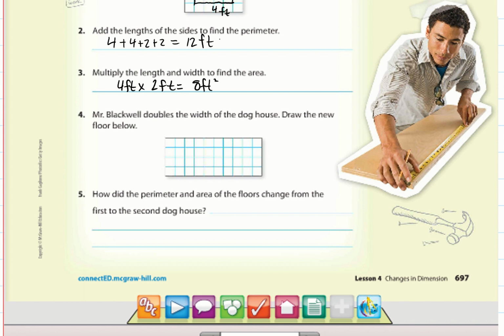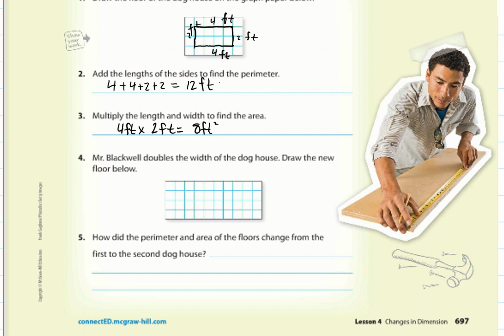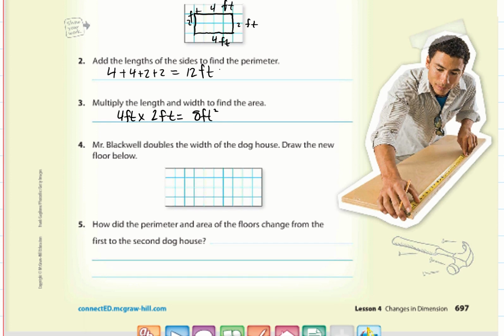Mr. Blackwell doubles the width of the doghouse. Draw the new floor below. So only doubling the width. Instead of having it as 4 feet, now we're going to have it as 8 feet. So it's 8 feet, 2 feet, 8 feet, 2 feet.